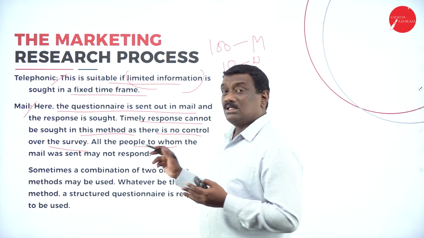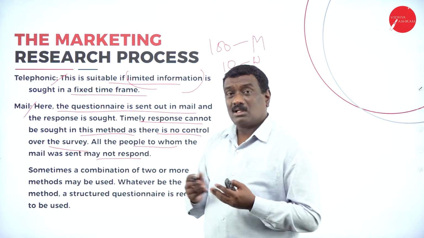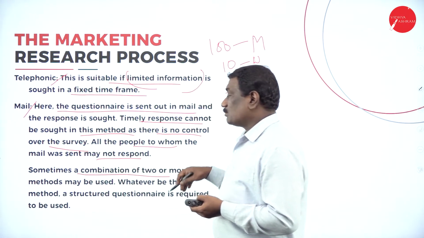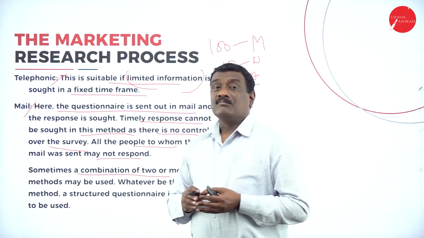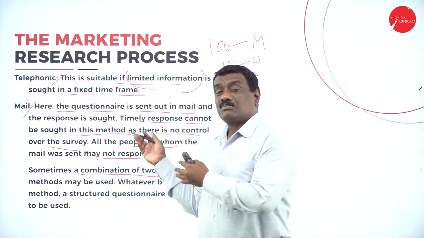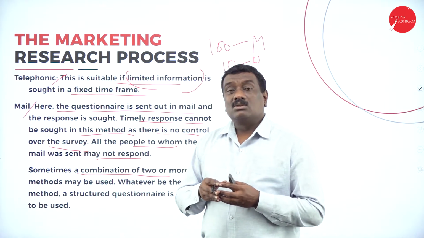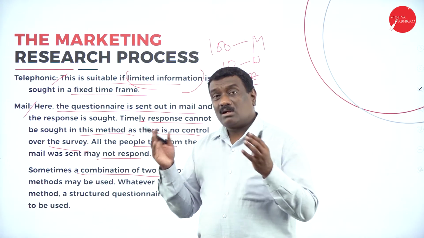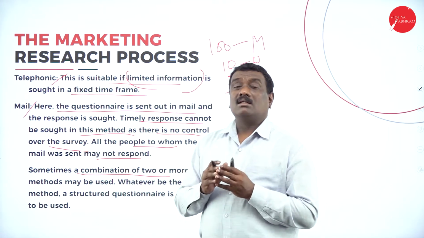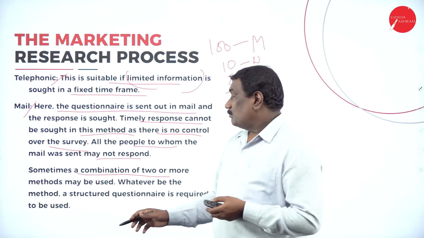And all the people to whom this mail was sent, surely they may not respond, right? They may not give a response because they are busy in their own work, so they may not be able to give the answers. And sometimes what happens, because of these negative aspects, because there are positive and negative aspects, in all these methods, like mails, personal interviews or telephonic calls, when you do it individually you may not get a good response. So what they do is combine 2 or 3 together and do the survey in order to get the response from the public.